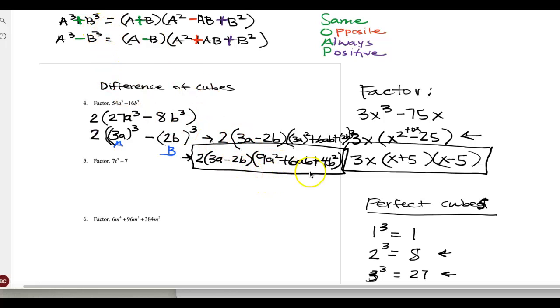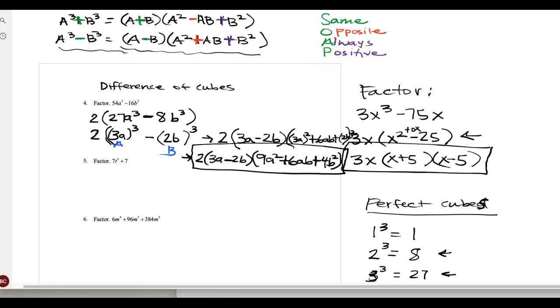And then I just always double check that I use SOAP, right? Meaning I look at it and say, okay, this is the same. This one's opposite. And this one's always positive. So yep, I use SOAP. And so I know that I have at least the signs right on there. But make sure you have these memorized. Go in having those memorized. Otherwise, that's going to be really difficult to try and factor without having that little formula to follow.